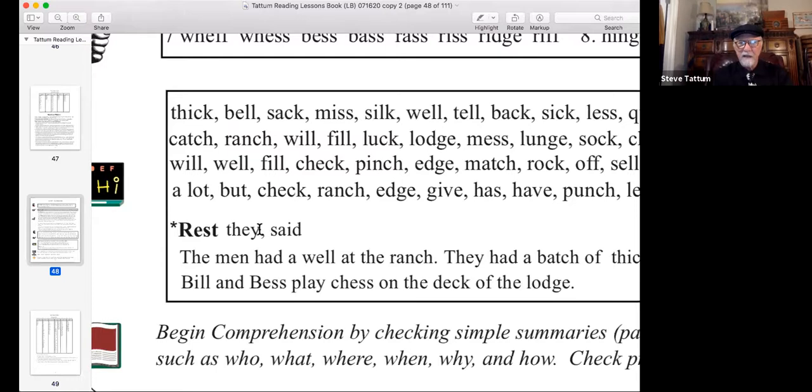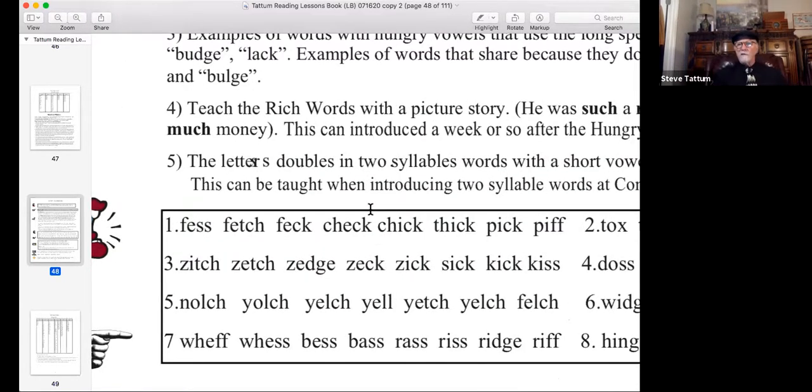Let's do "they" and "said." Let's do both of these. Okay. So first I'm going to hide it and I say, all right, your next spelling word is "they." Let's tap it out. Everyone with me? They.